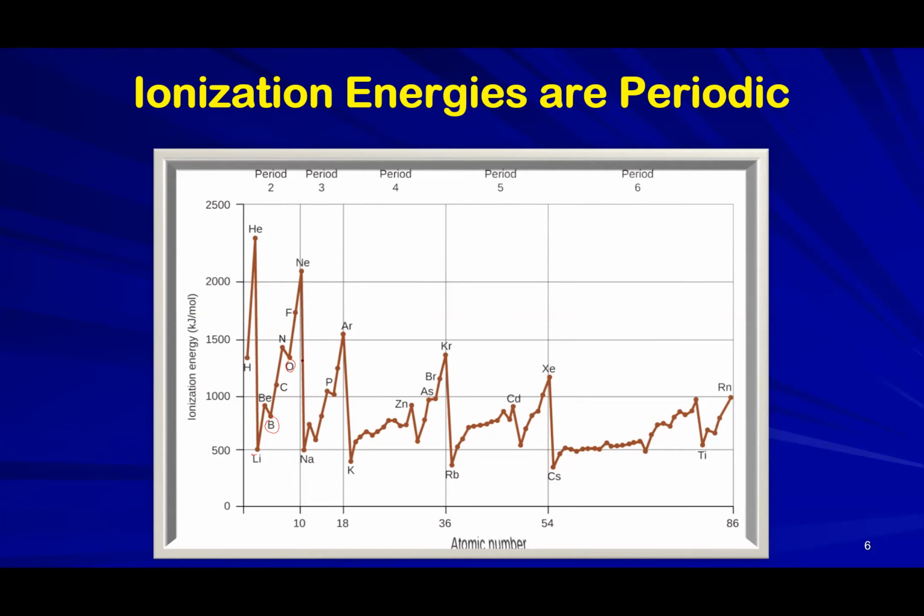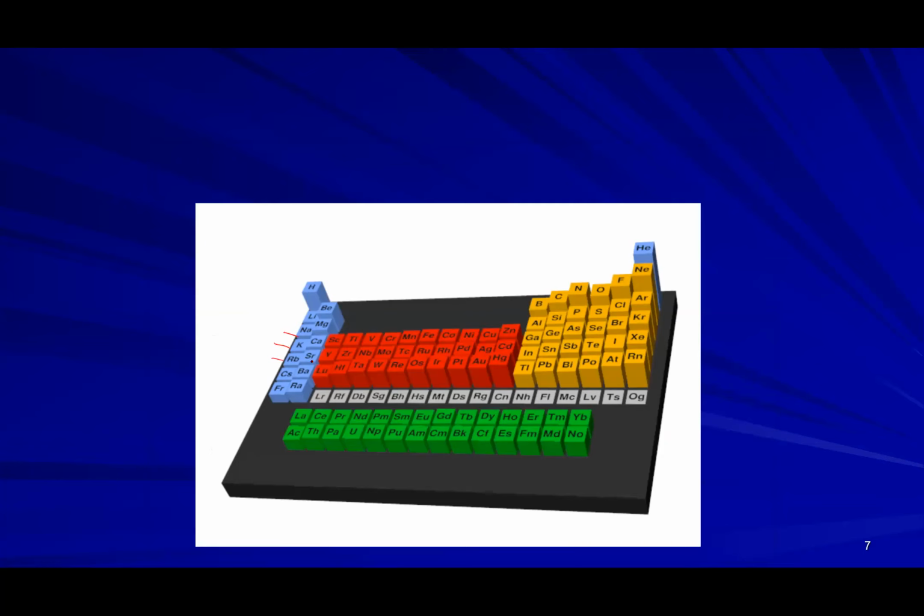Here, let's remind that generally across the period, ionization energy increases, and generally down the group, ionization energy decreases. You can explain this by using the variation of atomic radius. You can see that from lithium to sodium to potassium, rubidium, it is generally decreasing, and across the period, from sodium to magnesium, it is increasing. Aluminium, silicon, phosphorus, it is increasing.